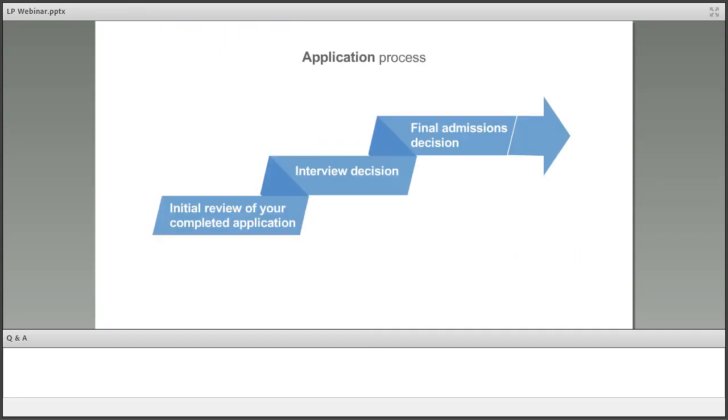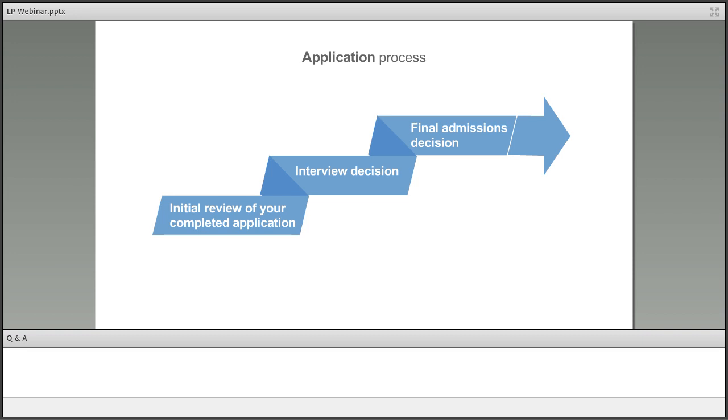Right. So once you've submitted your application comes the application process. The first thing is the initial review of your completed application. This is done by the admissions managers and the senior admissions managers, so myself and Lyndon and all the other counterparts that we have in the other teams.